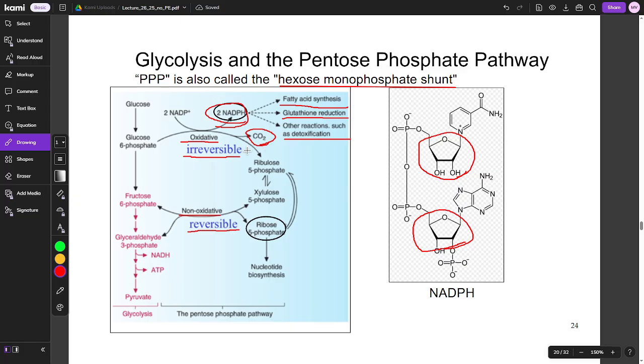The other thing we also make is ribose 5-phosphate, which is used in nucleotide biosynthesis, which you will learn about in 441.